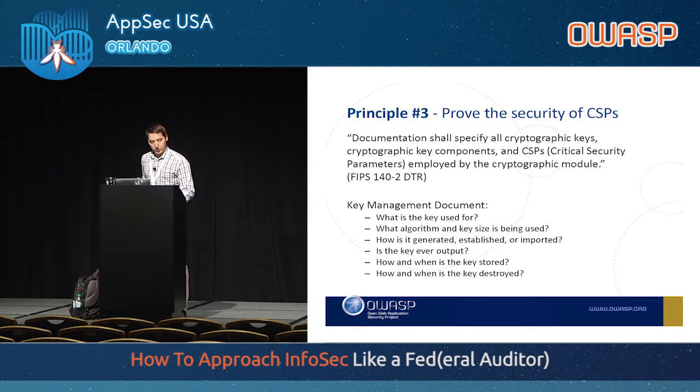So the next principle is to prove the security of your CSPs. A CSP is a critical security parameter. Again, I put another requirement right from FIPS on the screen here. What it says is that you have to document all of your cryptographic keys, your key components, and any other critical security parameter used by the module. So the way to do that is to write a key management document. It's going to touch on all of the different points of each cryptographic key and how it's used and why it's used. We'll actually look at a sample one of those in a second.